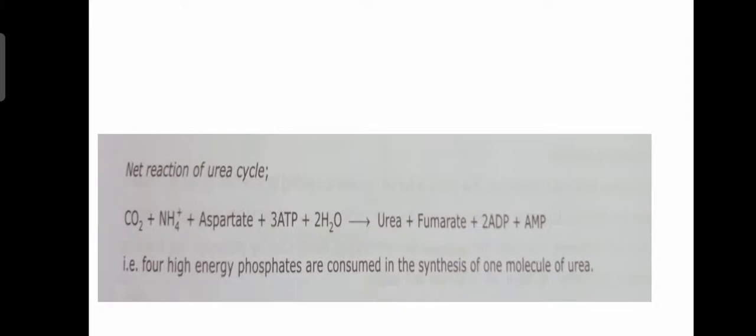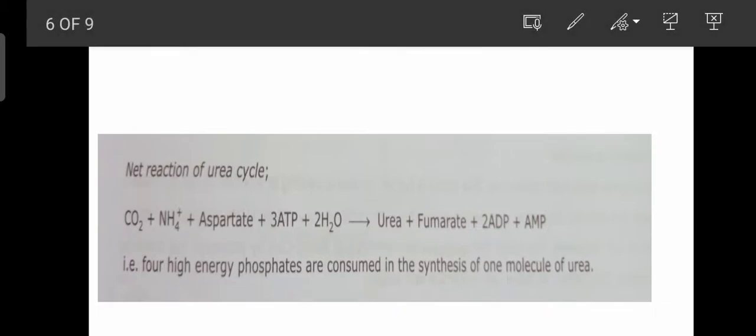Then formation of citrulline: ornithine and carbamyl phosphate is converted to citrulline in presence of ornithine transcarbamoylase. Keep in mind the second step is formation of citrulline. Then formation of argininosuccinate, that is citrulline will condense with aspartate to form argininosuccinate by the enzyme argininosuccinate synthetase.